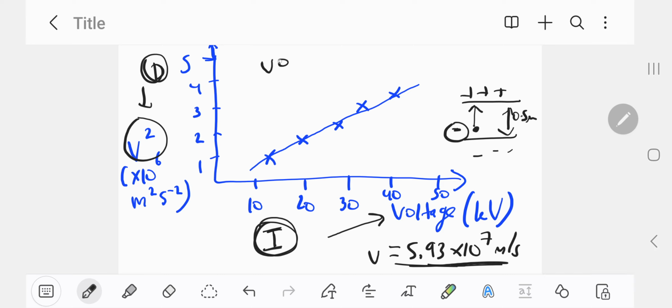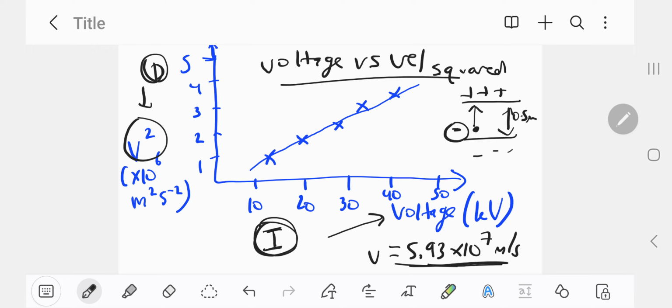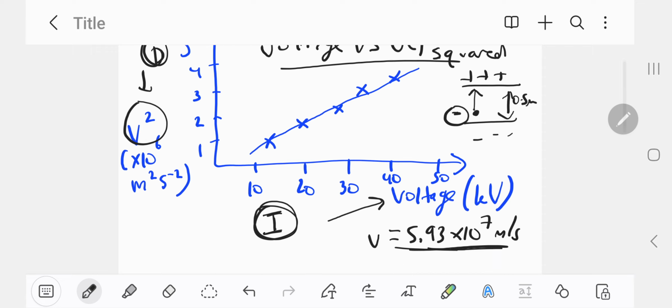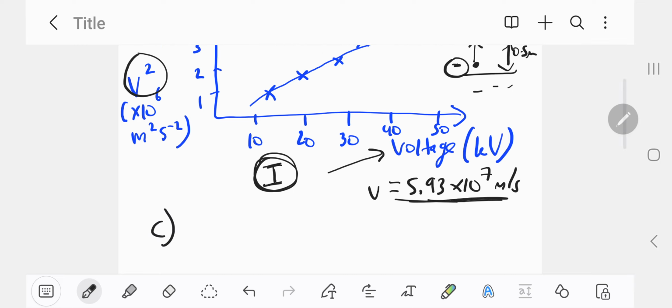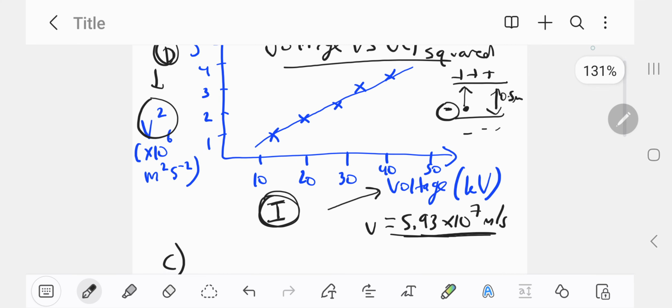Okay, this graph here is a graph of voltage versus velocity squared. Okay, so that's your 3 marks there for the graph. Now part C asks us to estimate the charge on the particle, and that's 2 marks. They're not really easy marks to get. You have to sort of do a bit of thinking. So this is part C. Now let me talk you through this.